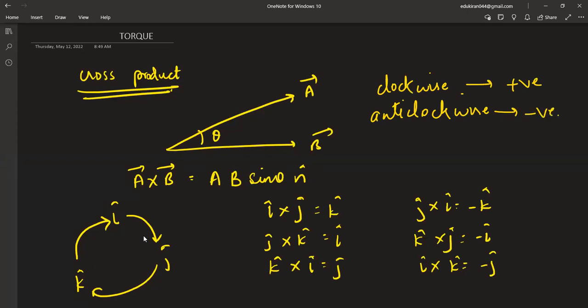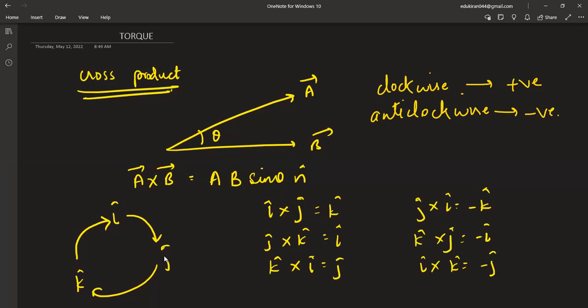Now see, i cap, j cap, k cap, you have written in the corner of your sheet. Now go from i cap to j cap. In which manner are you going? You are going clockwise. So what is the quantity that is left? k cap is left. So we'll write k cap first. Now regarding the signs, in which direction are we moving? We are moving clockwise. So it will be plus k cap.